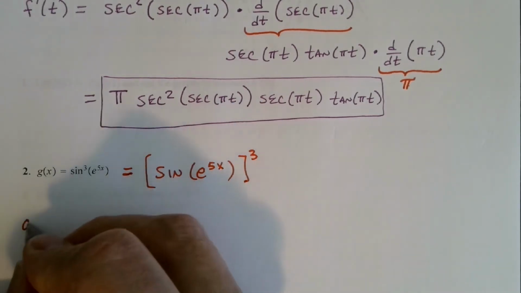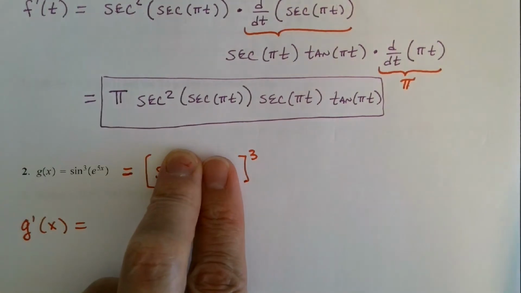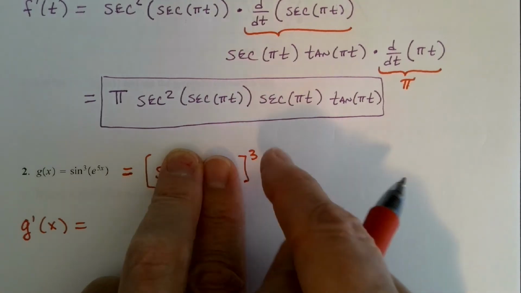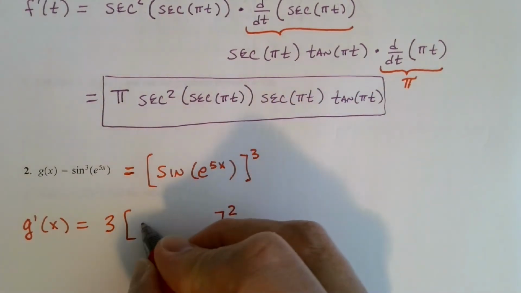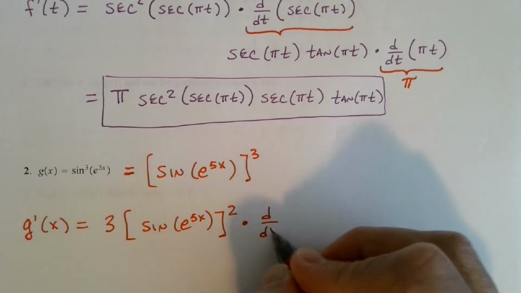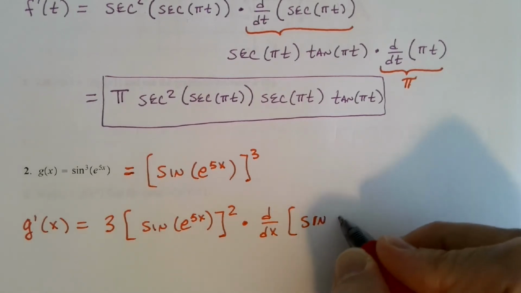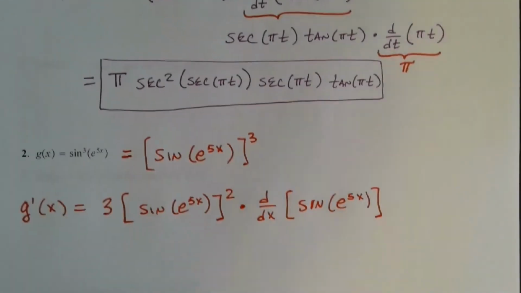So when I find g prime of x, what do I have? The outer function is u cubed, right? Something cubed, the cubing function. You see that? That's the outermost function. What's the derivative? Bring the 3 down, u to the second power. What's u? Well, it's just sine of e to the 5x. So times what? The derivative of what's inside. Right, there's chain rule.